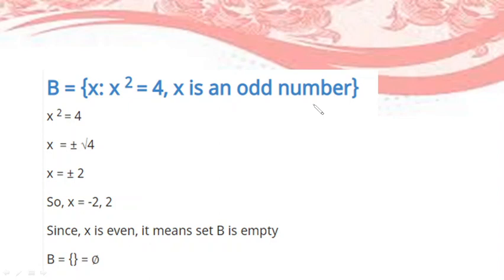So do we have any odd number so that if we square it we get 4 as answer? No. It means this equation will be true only if we have the value of x as plus 2 or minus 2. But in that case, x will not be an odd number, x will be an even number. So it means B is an empty set. So we can write it as two blank curly braces, or we can write this symbol which is phi. So it means B is an empty set.